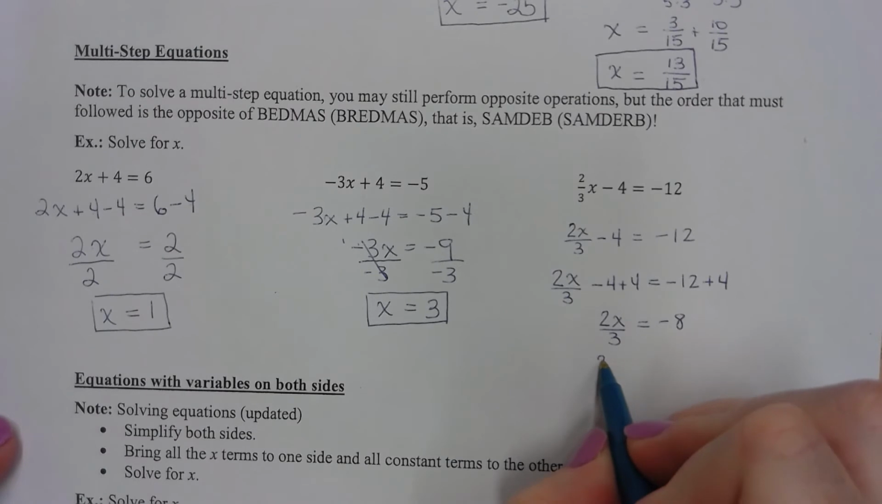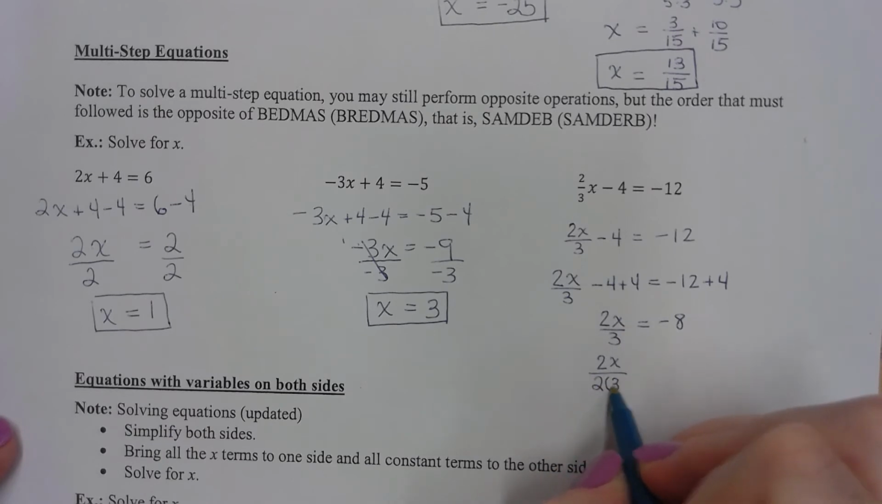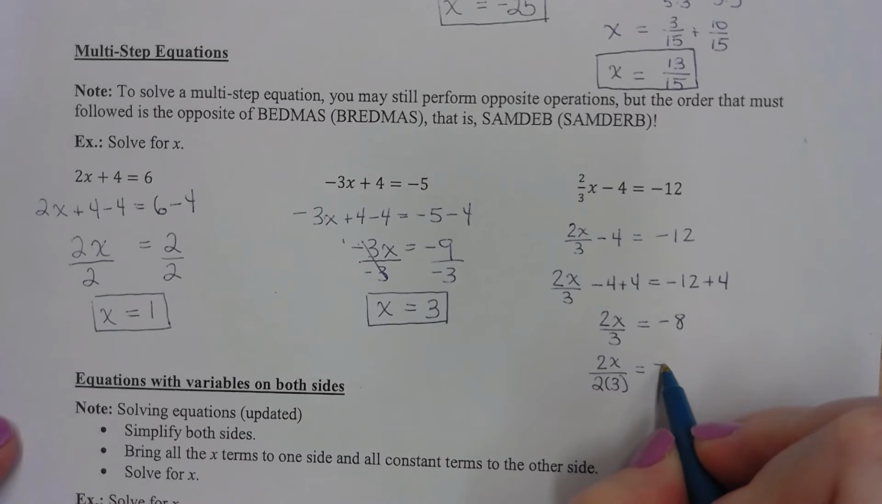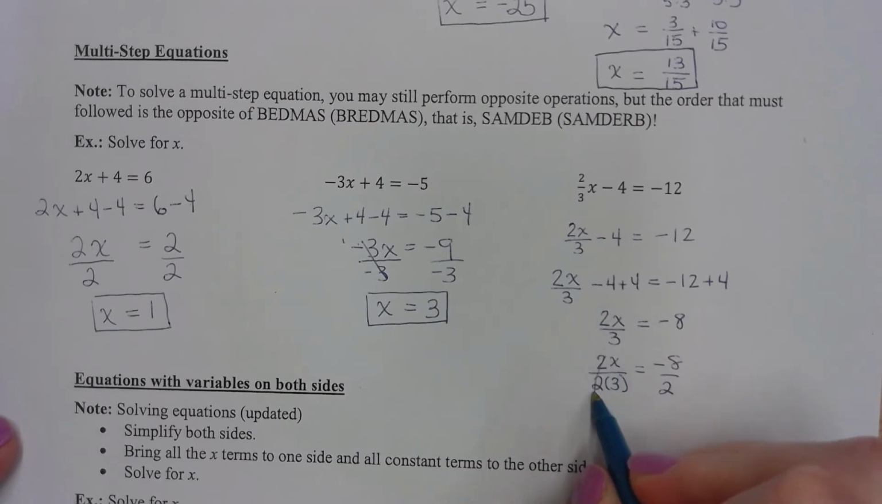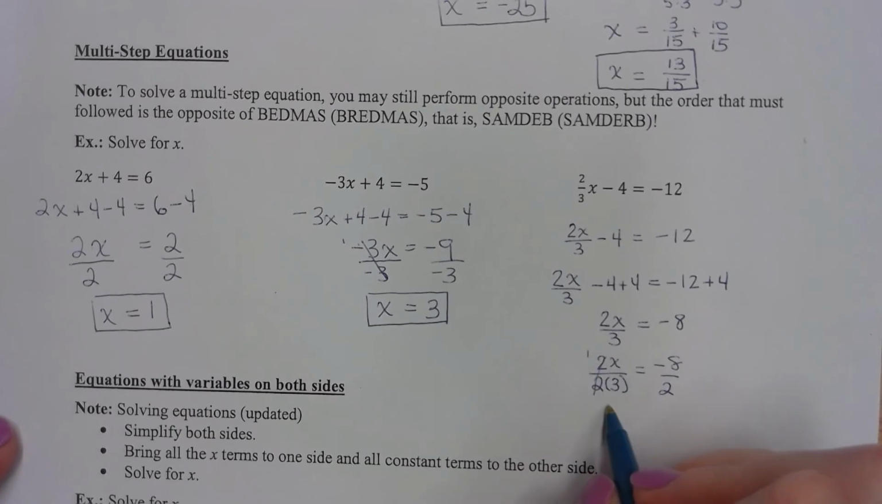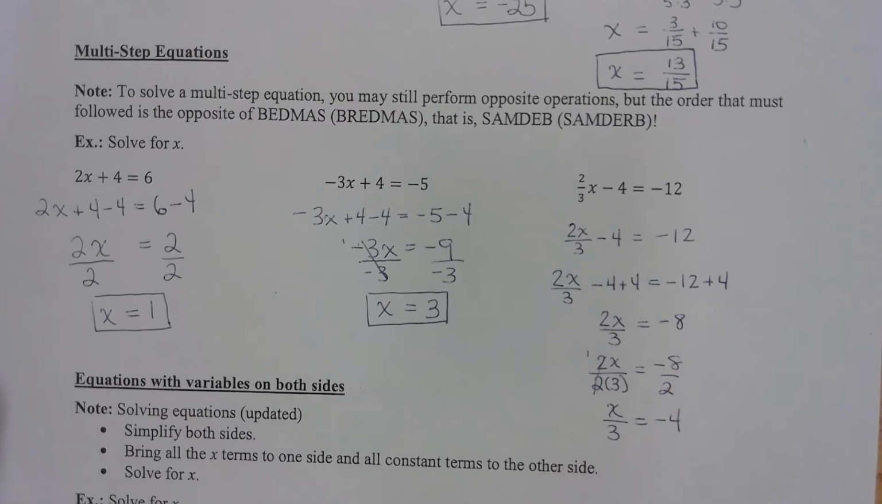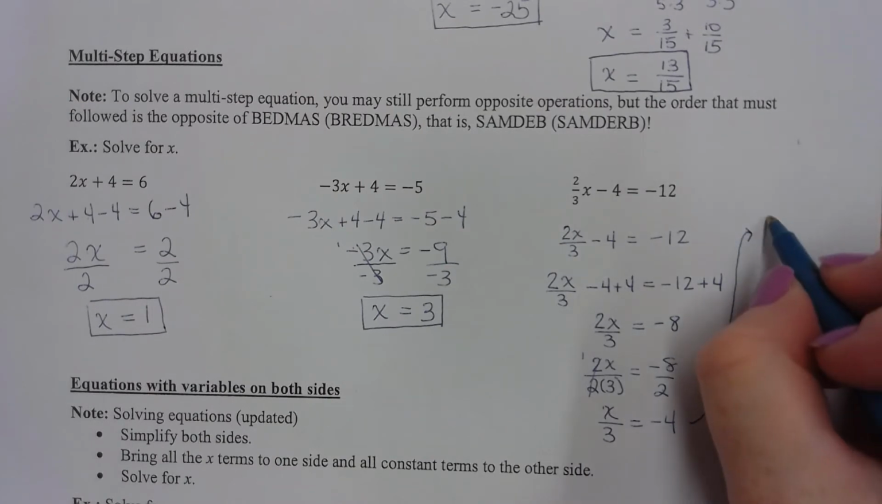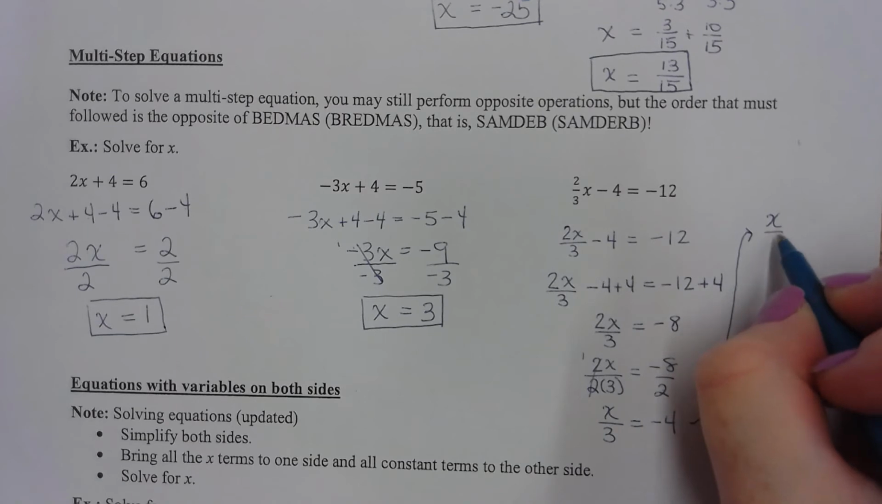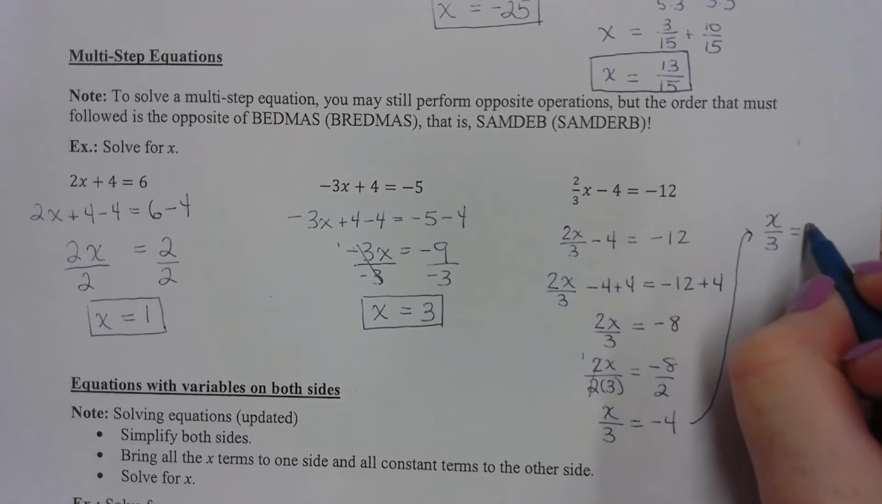So I've got 2x, and I want to divide 2x by 2, so I'm putting that 2 in the denominator. That 3 is still there. And then that equals negative 8 divided by 2. And so now I have those 2's divided by 2. I've got 1x, so now I have 1x over 3 equals negative 8 divided by 2, which is negative 4. So I'm going to keep the rest of this question up here. So I have x over 3 equals negative 4.